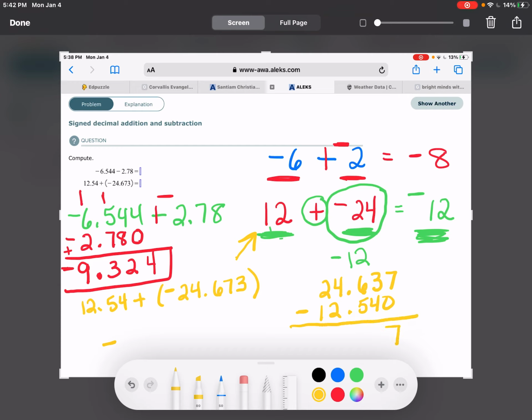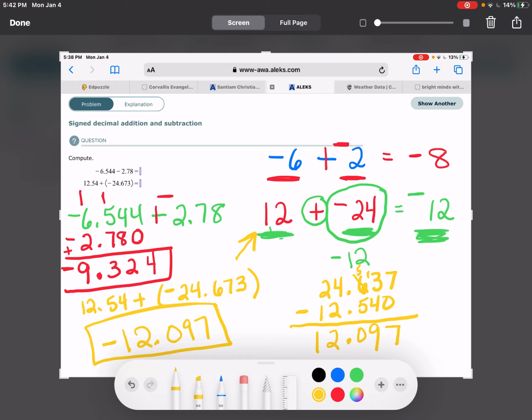7, 3 minus 4 doesn't happen. I got to borrow. 13 minus 4 is 9. 5 minus 5 is 0. Keep that decimal where it is, exactly lined up. 4 minus 2 is 2. 2 minus 1 is 1. So I have a negative 12.097, just like that.